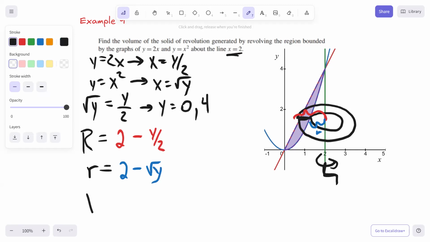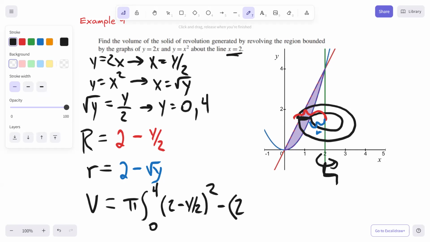All right, so our volume is pi times the integral from 0 to 4, because remember we're in terms of y, big R squared, (2 minus y over 2) squared, minus little r squared, (2 minus square root y) squared dy. Again, if we FOIL both of those out, be careful if you're FOILing the second binomial there, you're going to have to subtract all the terms in that binomial. And again, in this case, we would get 8 pi over 3.